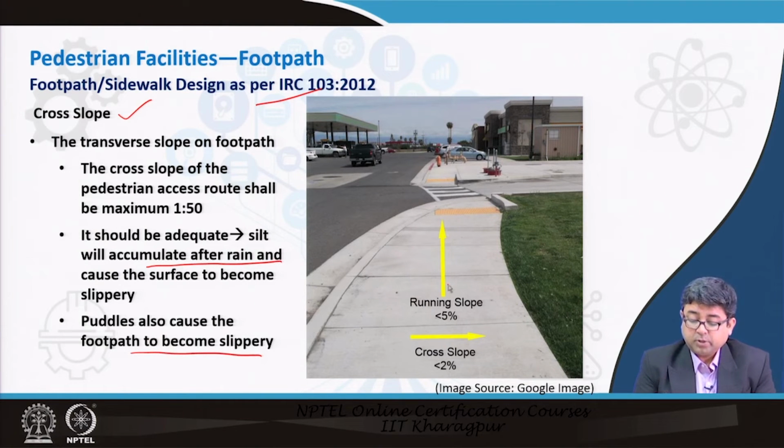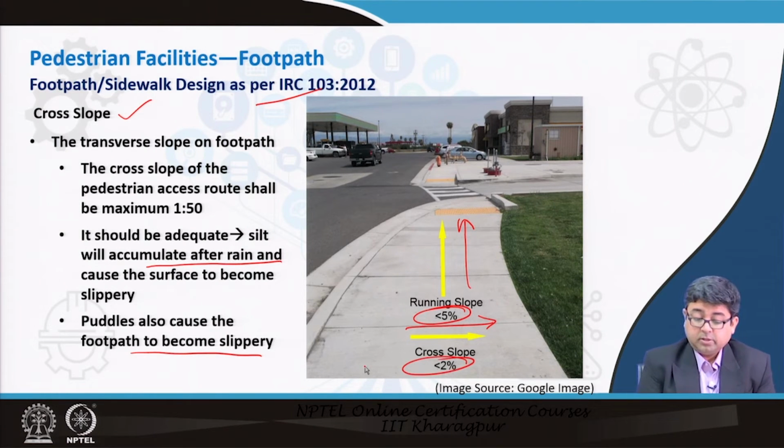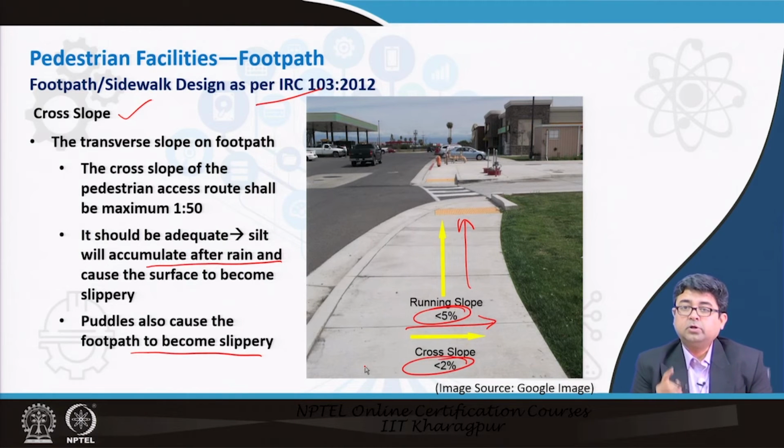So, there has to be always a running slope as well as a cross slope, and as per IRC, the running slope should be no more than 5% and the cross slope should be no more than 2%. So, you have to ensure that your sidewalks are designed in such a manner.